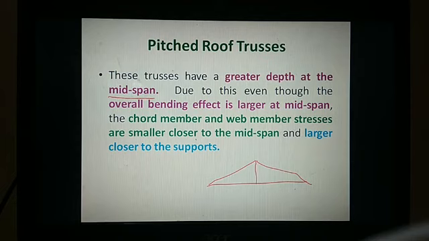The top chord and web member stresses are smaller closer to the mid span and larger closer to the supports. So if you take the member here, instead of being prismatic, it will be larger at the supports and very small towards the center. This is how the sections look in PEBs. Even in pitched roof trusses, in PEBs particularly, the sections will be tapered in this form, whereas here you can see the prismatic sections in the normal roof trusses.